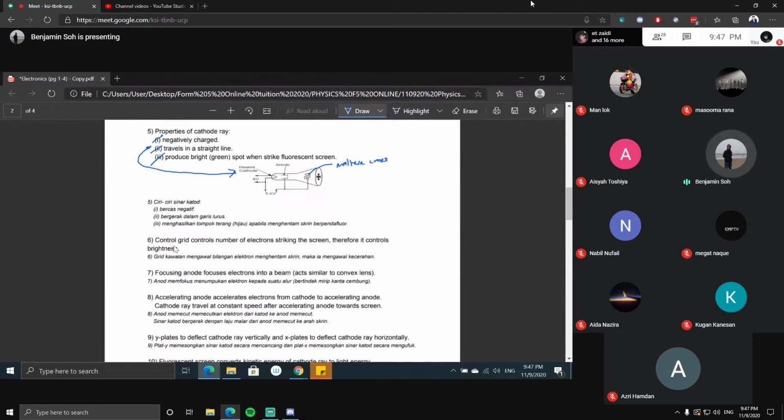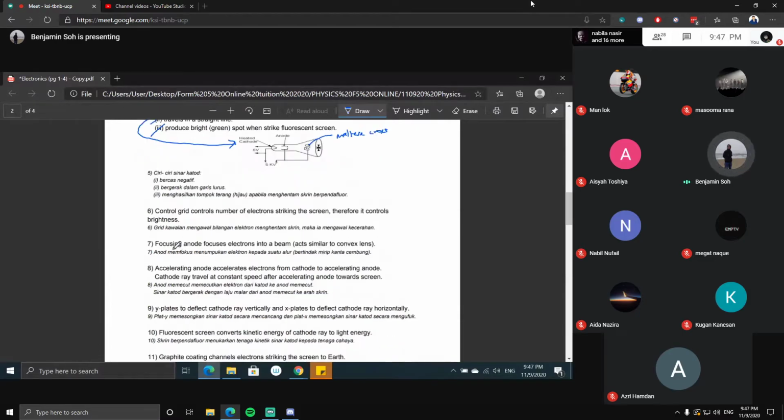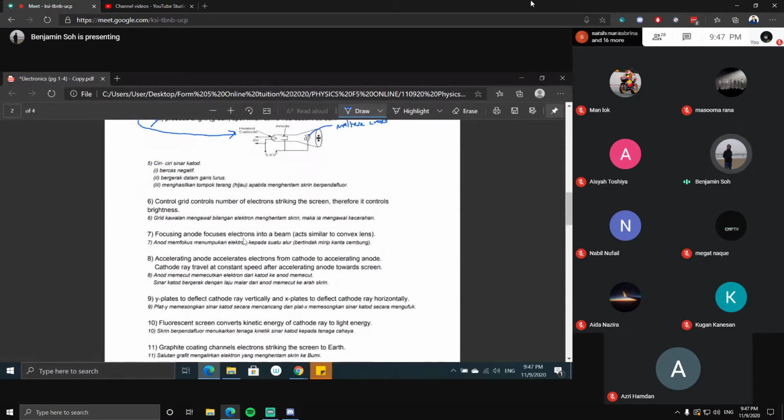Okay, control grid, what is the function? It controls the number of electrons that strike the screen. Therefore, it controls brightness. Number 7, focusing anode for what? It focuses electrons into a beam. It acts similar to convex lens. Okay, accelerating anode, what is it for? It accelerates electrons from cathode to accelerating anode. Remember, from cathode to accelerating anode. Understand? Okay. Right? And the cathode ray travels at constant speed or constant velocity after accelerating anode towards screen, isn't it? Right? I already told you this, okay?